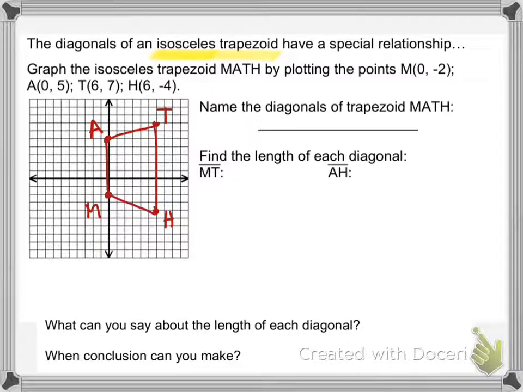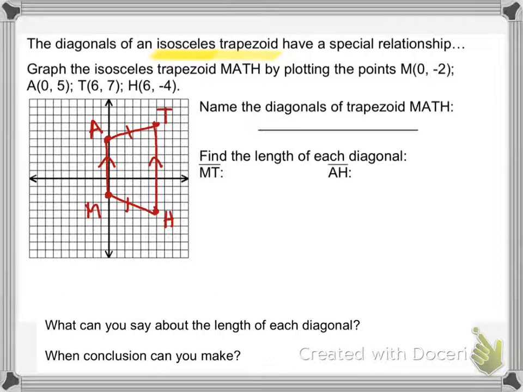So it's isosceles. Remember, that means the legs are congruent. This trapezoid looks like it's drawn kind of sideways from the trapezoid we just looked at. The two parallel sides are obviously going to be these two because they're both vertical, which means they're parallel. So the legs that are the congruent ones are going to be AT and MH. The parallel sides, those are your bases.